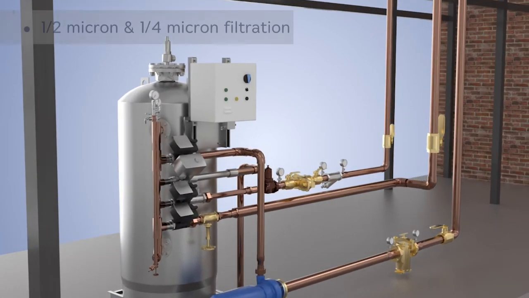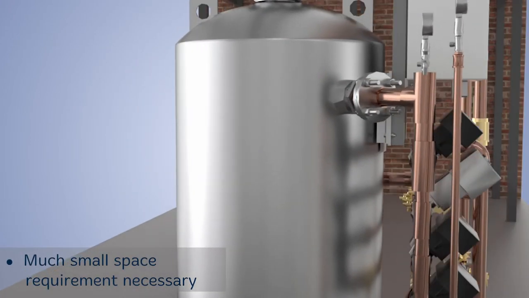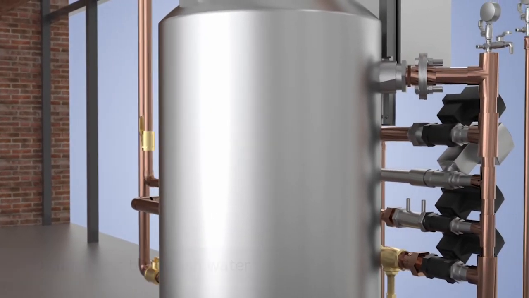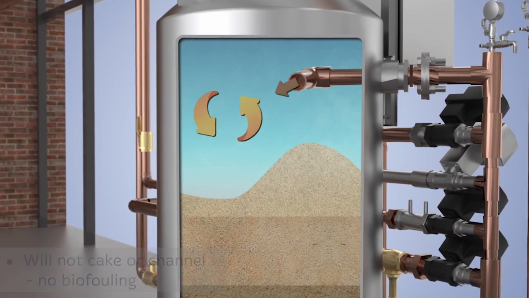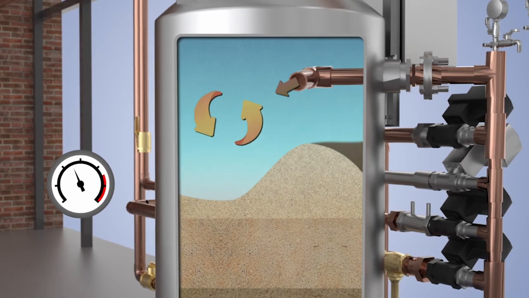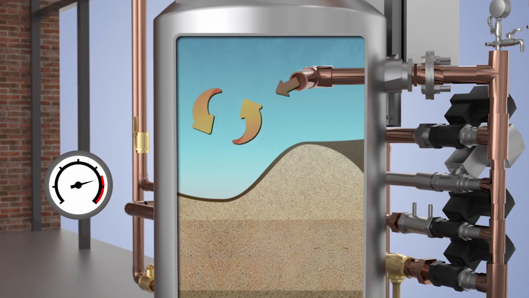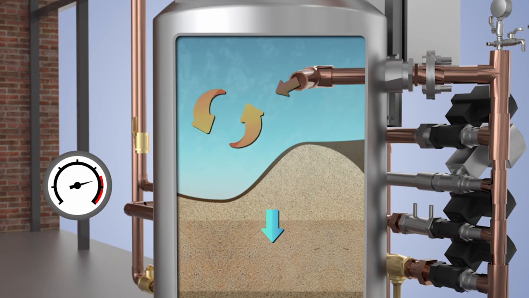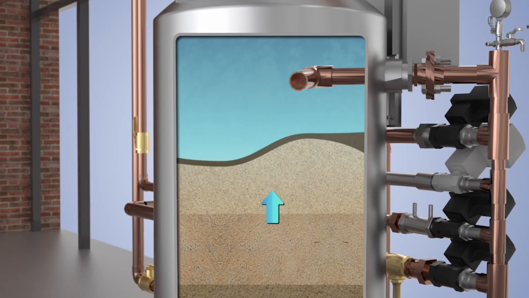Because of their high efficiency, half micron and quarter micron filters are much smaller than traditional 5 to 10 micron filters. They require 10 times less water than traditional sand filters and will not have caking and channeling of the media. High efficiency filtration requires a much smaller footprint, energy, and water than traditional filters.